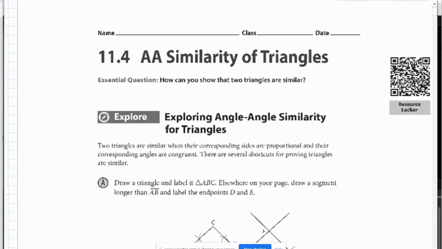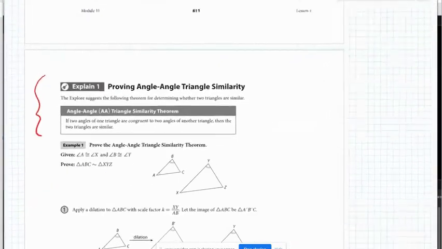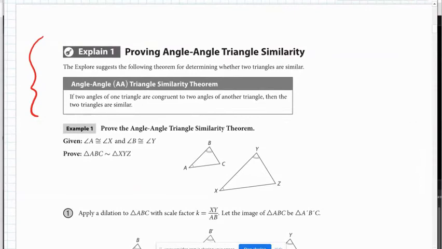Hello, everybody. Today's lesson is on section 11.4. So if you could go ahead and open your textbook, we're going to start on page 612. And the focus of 11.4 is on proving triangle similarity.